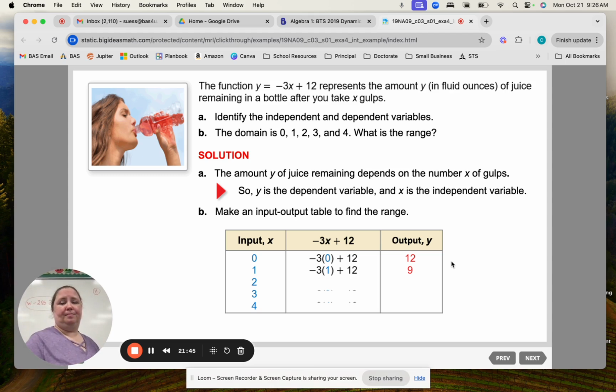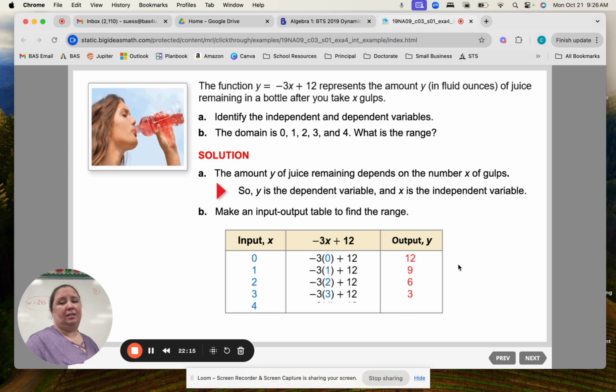So if we plug in 2, we have 2 times negative 3, which is negative 6. Which plus 12 is 6. So as I increase by 1, my output decreases by 3. Negative 3 times 3 is negative 9, plus 12 is positive 3.